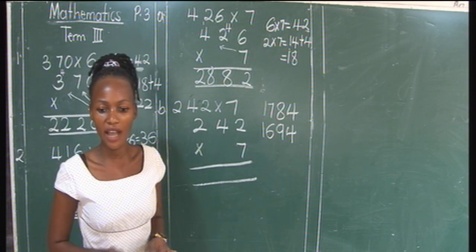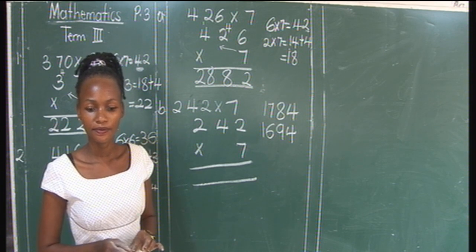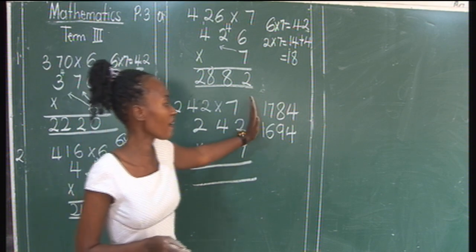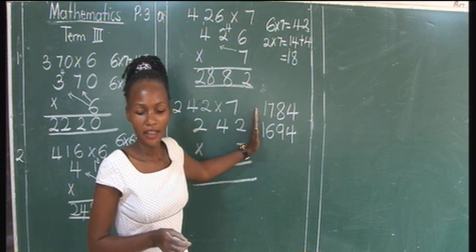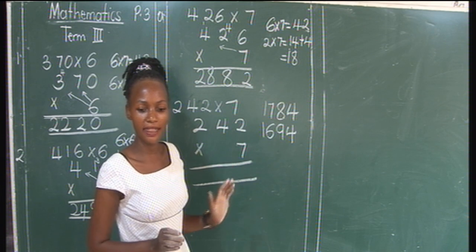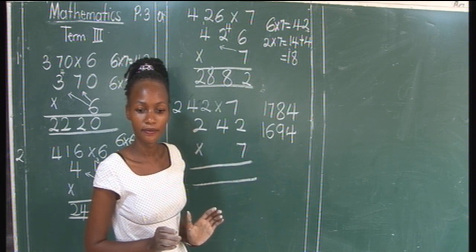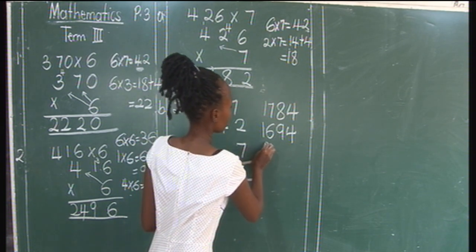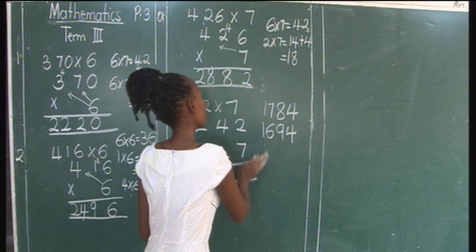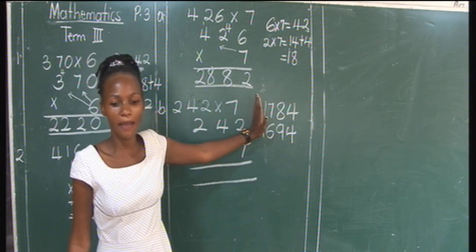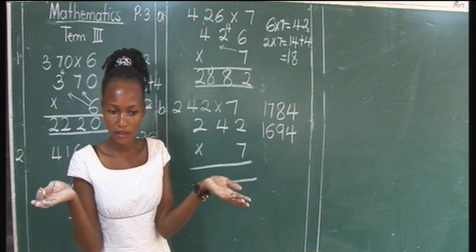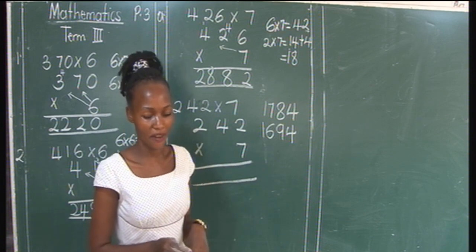Yes, Martha, what do you have? If your answer is already here, don't put up your hand. I need only different answers. Yes, Martha. 1,694. I said, if your answer is already here, don't put up your hand. But if your answer is not here, then you are free to put up your hand. All right. Now let's see the right answer.